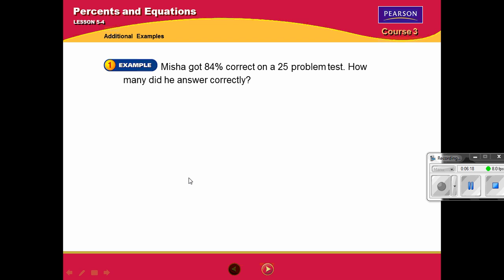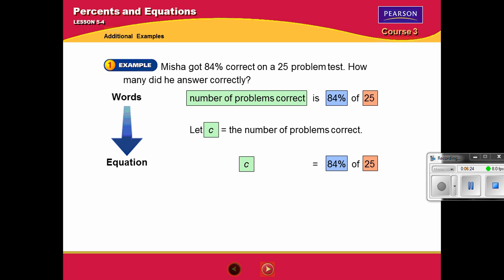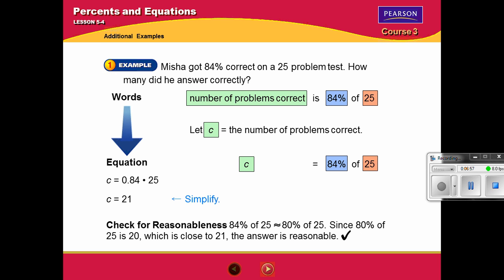Misha got 84% correct on the 25 problem test. How many did he answer correctly? I'll put it into words. The number of problems correct is 84% of 25. And we're going to translate it right into a mathematical equation. C equals 84% of 25. C equals, don't forget 84% is a decimal. We move that decimal point over 2 places to the left. Of means multiply, 25. Your answer is 21. Again, you want to make sure your answers make sense.